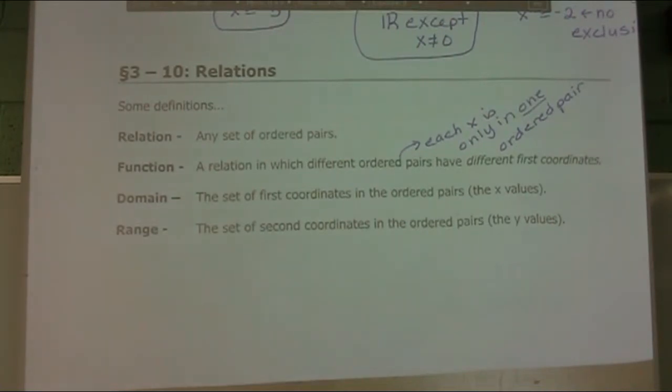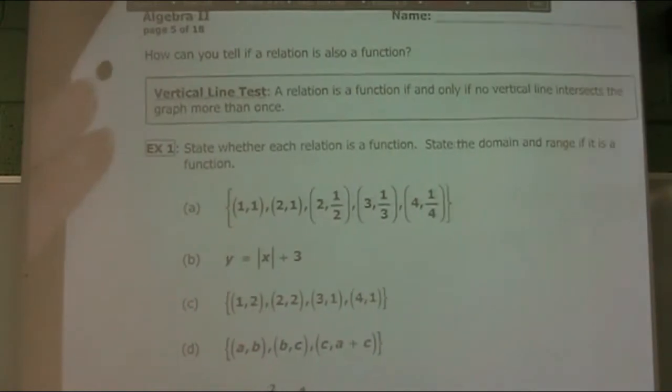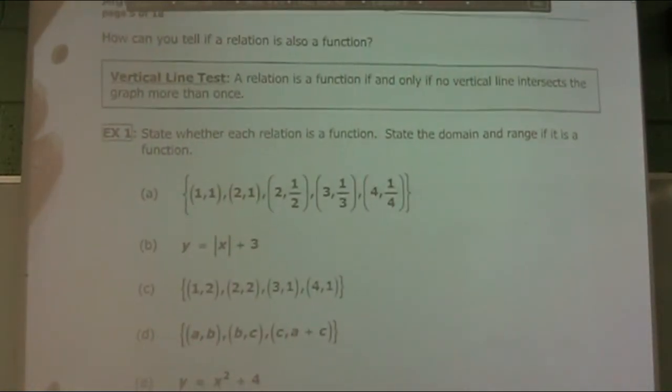All right? The domain, we talked about this, is the set of first coordinates in the ordered pairs, the x values. The range is the set of second coordinates in the ordered pairs, the y values. So we're going to do some work with functions and relations, and we're going to use our Desmos app on our iPad to help us through this process.